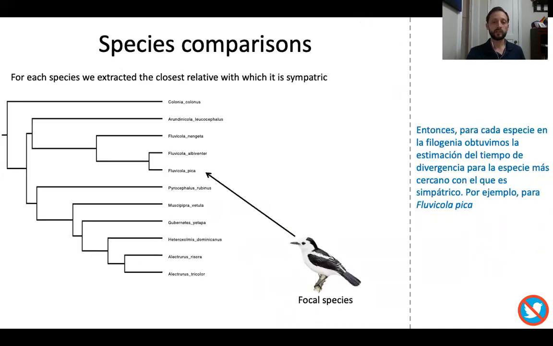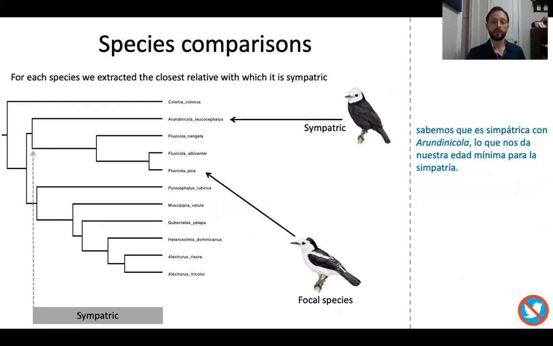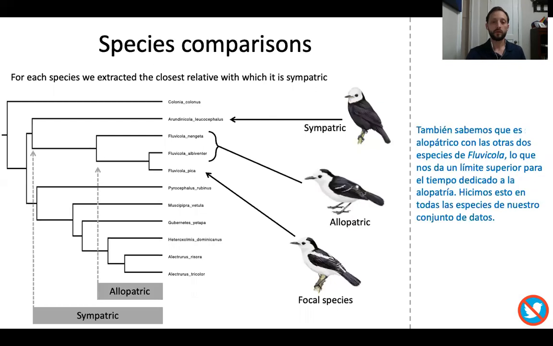So then for each species in the phylogeny, we obtained the divergence time estimate for the closest relative with which it is sympatric. For example, here for Fluvicola pica, we know that it's sympatric with Arundinicola, which gives us our minimum age for sympatry. We also know that it's allopatric with the other two species of Fluvicola, which gives us an upper bound for the time spent in allopatry. And we did this across all species in our data set.